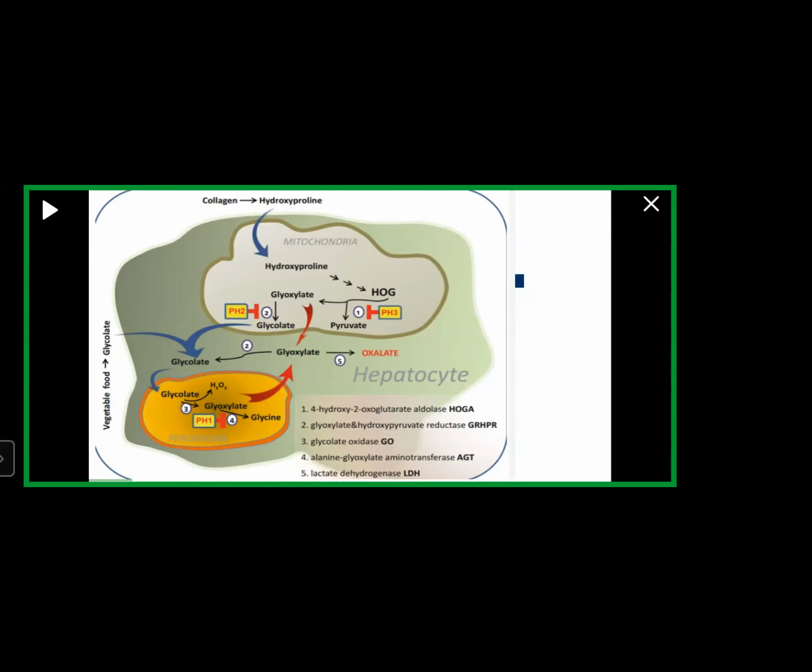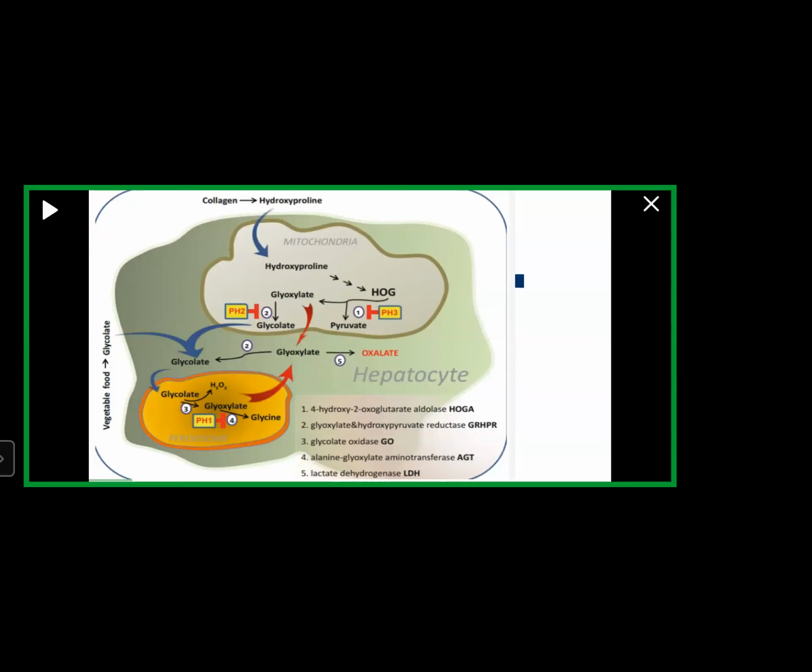So in this diagram, we can see 3 pathways for overproduction of oxalate. The first one, primary hyperoxaluria 3, is associated with step number 1, the HOGA enzyme. The second one, primary hyperoxaluria type 2, is associated with GRHPR in the conversion of glyoxylate to glycolate. The third one, or maybe it should be the first one, because this is the most common and the most severe, is type 1 primary hyperoxaluria, due to AGT, alanine glyoxylate aminotransferase deficiency.